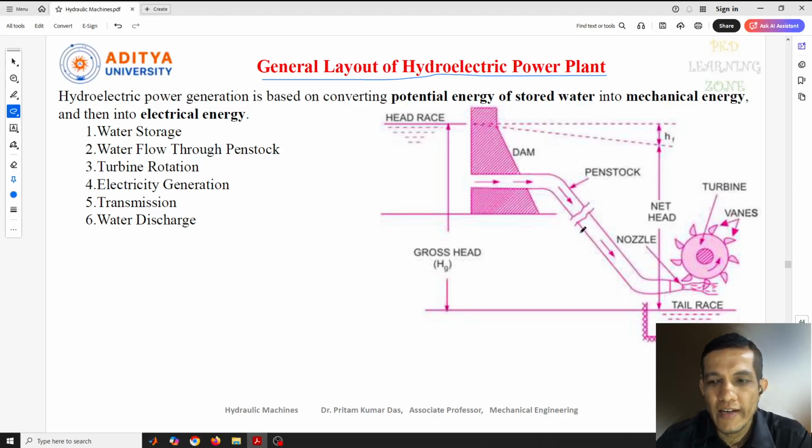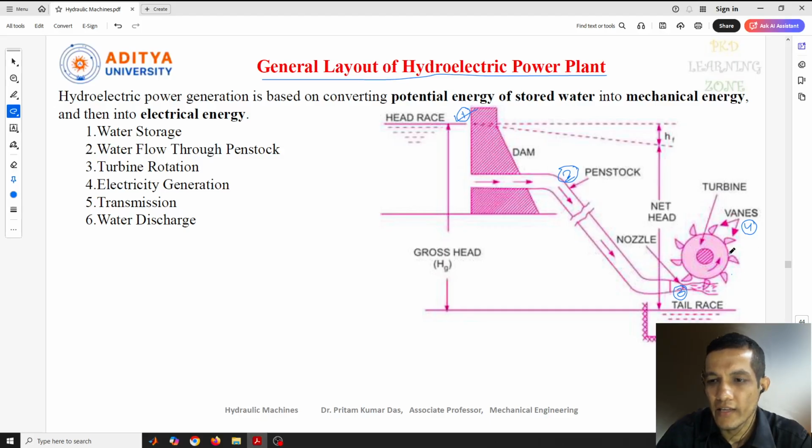So here I have taken a diagram from the book. You can see this is the first part of the hydroelectric power plant, a dam. This is one component, the dam, and the second one is the penstock, and the third one is the nozzle, and the fourth one is the vane or bucket, and the fifth one is the turbine, or we can say this is the runner part. This is actually the turbine part.